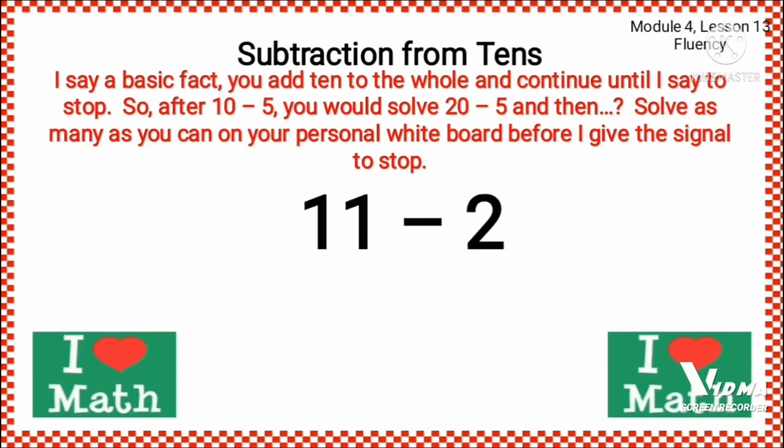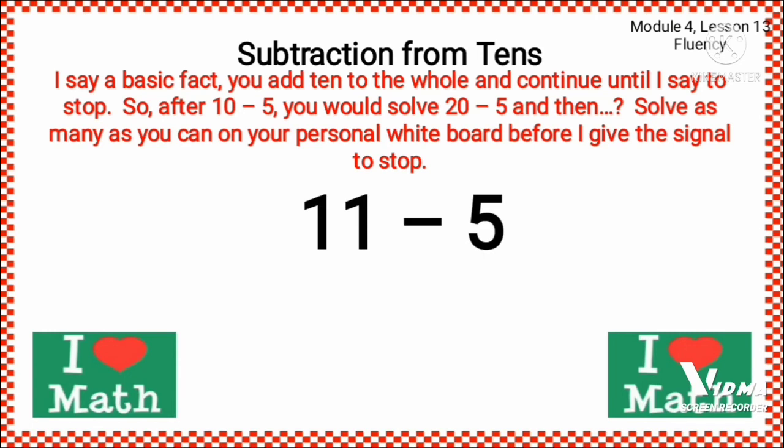Here's another number. 11 minus 2, 9. 21 minus 2, 19. 31 minus 2, 29. Correct. Let us take another number. 12 minus 4, 8. 22 minus 4, 18. 32 minus 4, 28. Fantastic job.